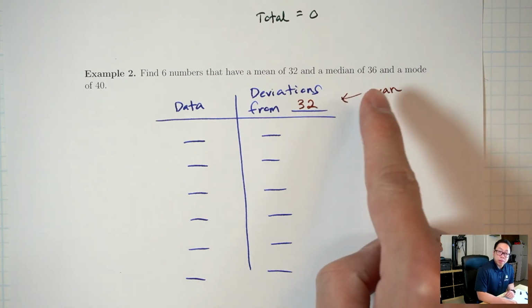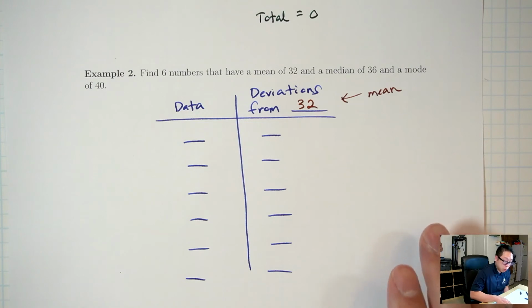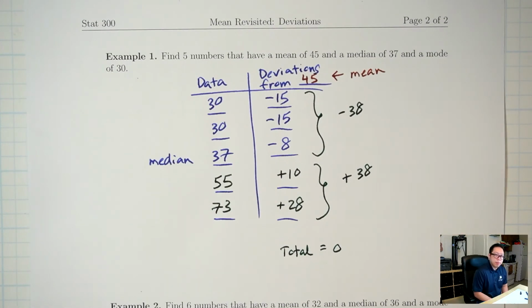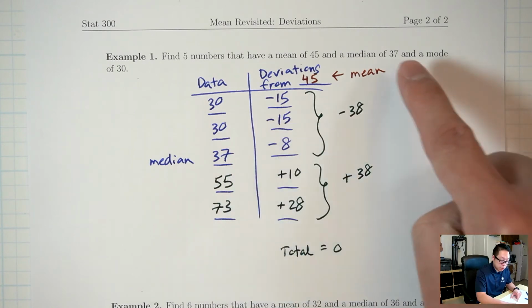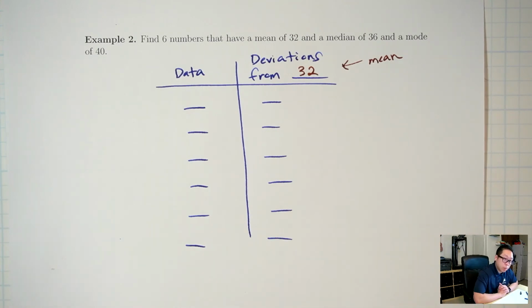It says I want a median of 36, so I want the middle number to be 36. What's the issue here compared to example 1? In example 1, since there's only 5 numbers, there was a middle blank, so we can just put the 37 in the middle blank. In example 2, we're talking about 6 numbers. There's no middle blank. There's 2 in the middle, but there's no single blank in the middle.